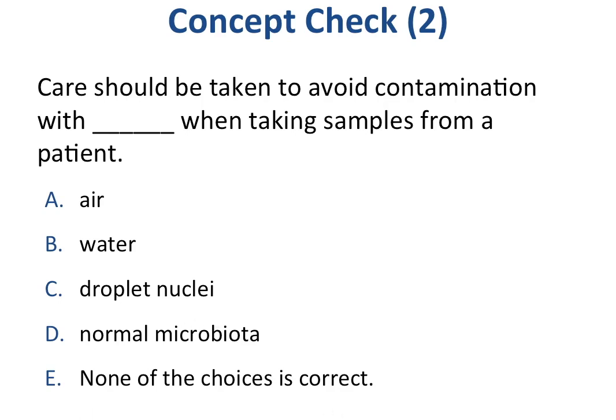So the correct answer is D. Normal bacteria, normal microbiota, because we want to get the pathogen, right? So the normal microbiota, actually they are not pathogens, okay? So we have to avoid the contamination of normal microbiota.